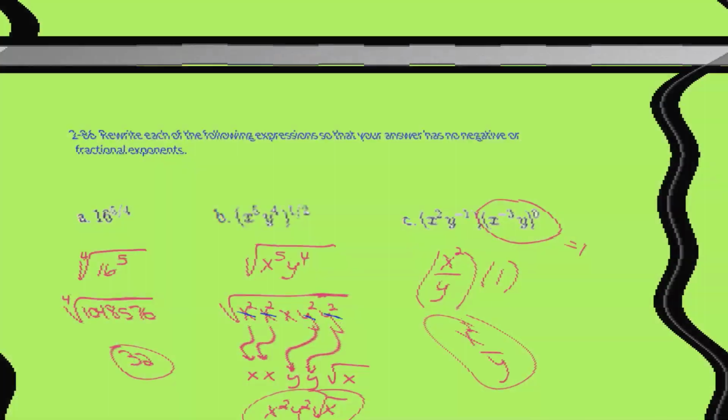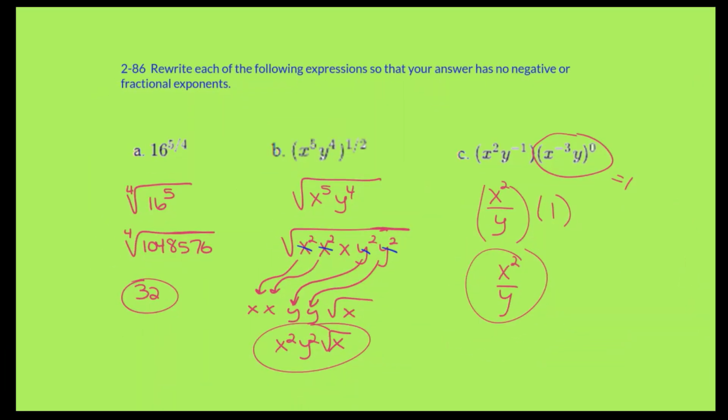Moving on. Okay, so 2-86, I just started rewriting them. When we have a fractional exponent, the denominator is your root, so that's why we have the fourth root. And the 5, the numerator, is attached to the number that goes under the radical. So you can see it's 16 to the 5/4. That's how you rewrite it.